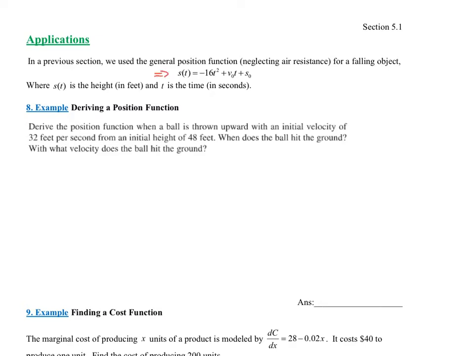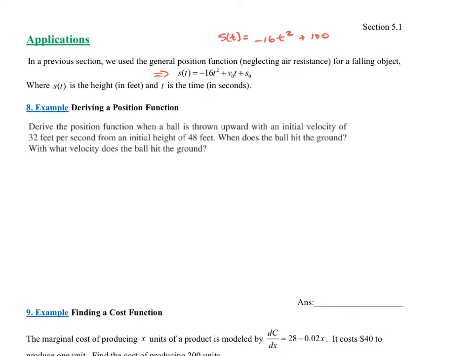We determined that it was negative 16t squared plus v naught t, where v naught is your initial velocity, plus s naught, which is the initial height. So for instance, if I just dropped a ball directly off a 100-foot building, it would be negative 16t squared. My initial velocity, because I just dropped it, I didn't throw it down or up, would be 0, so that middle term would cancel, and then I'd have plus 100. That would be my position function if I dropped a ball from a 100-foot building, not pushing it, throwing it up or down when I dropped it.